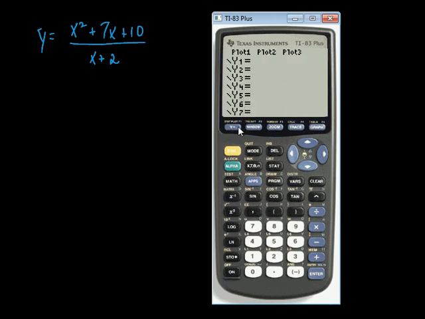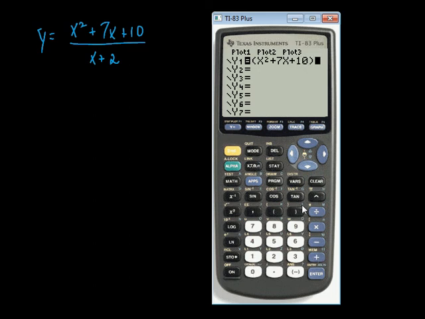So we hit y equals, and we hit x squared. So x. Now he always hits this up button. Yeah, you're right. You're absolutely right. Let's do that. Good call. Okay, so it's going to be x squared. You could just hit this x squared button, hit an x, and then hit the squared button like that. Yeah, he always hits the up thing and then the squared, which is fine, but you can do that as well. Plus 7x plus 10.